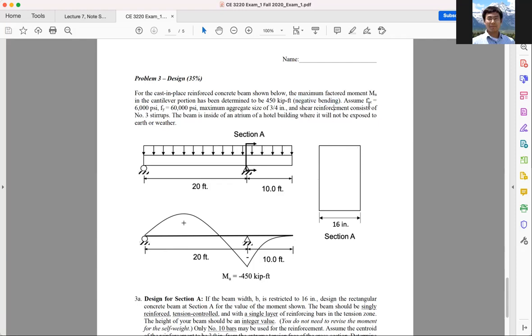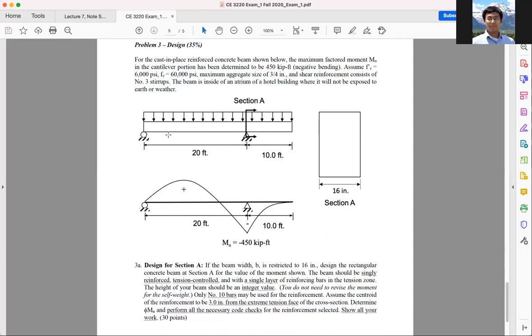Okay, now assume f'c is 6,000 PSI. It's now 6, okay? So you have to change your beta 1 value, okay? Fy equal to 60 ksi, that's 60,000 PSI. Maximum aggregate size, again, you know the bar spacing now, didn't you? And the shear reinforcement, consistent number 3 stirrups, tells you that already. The beam inside an atrium or hotel building means no exposure to weather. So choose the concrete clear cover properly, okay?